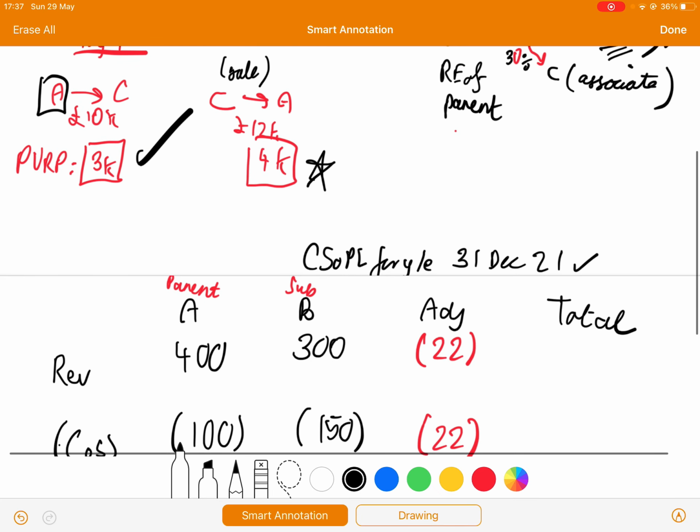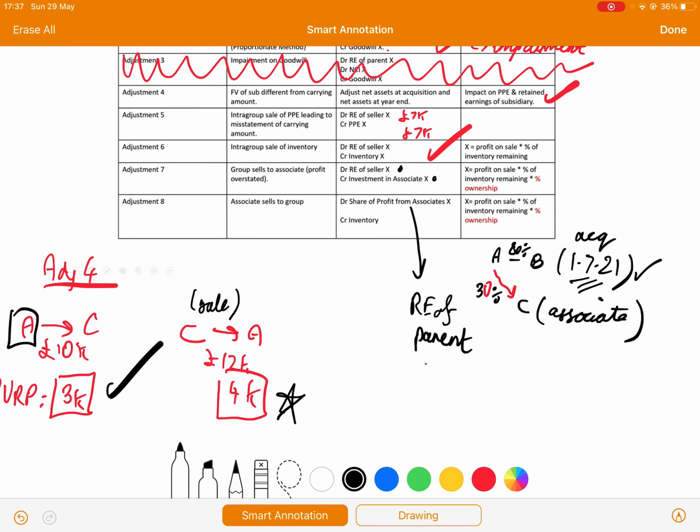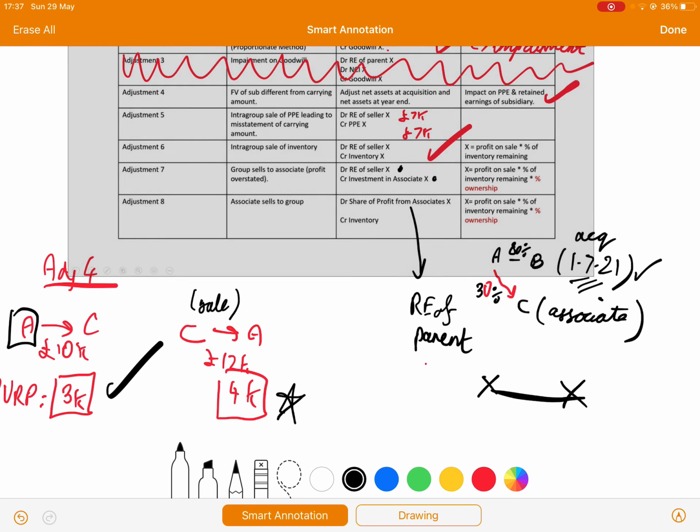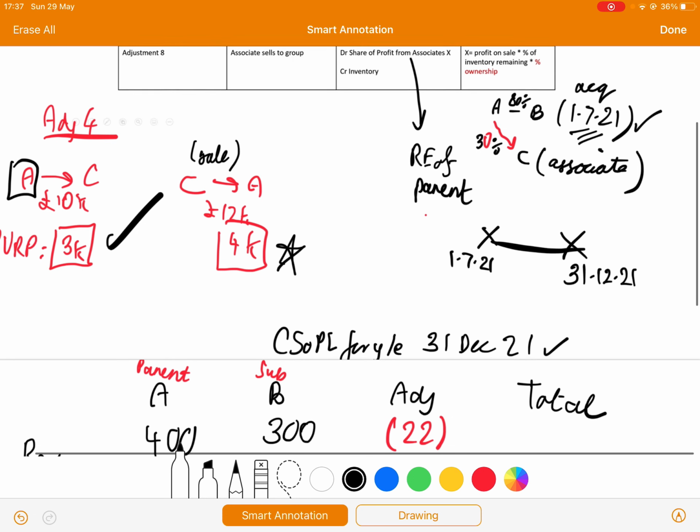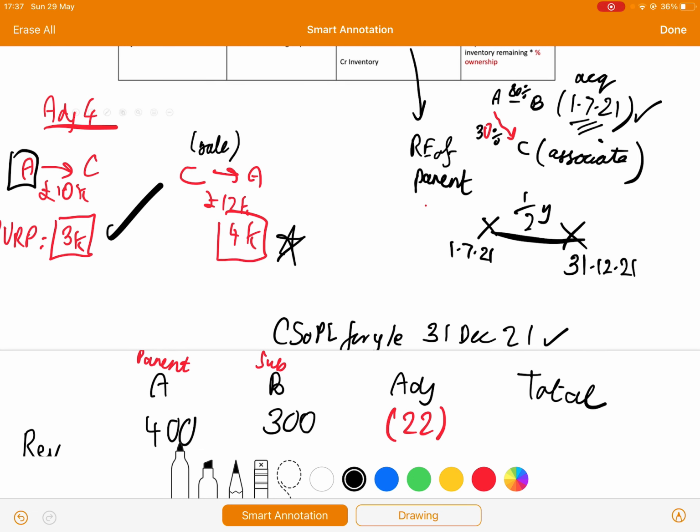Now, the only other point that I wanted to make was on acquisition dates. You've probably seen in my previous examples that acquisitions can happen partway through the year. And as you know, we only care about movement, transactions post-acquisition. So for B, which was acquired on 1st of July 21, we only care about the movements between 1st of July 21 and 31st December 21, when the entity was part of the group. And that represents half a year.